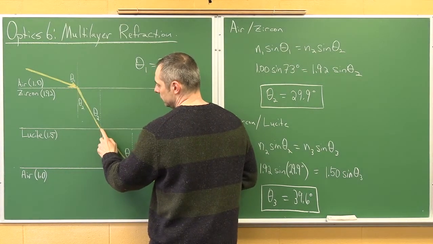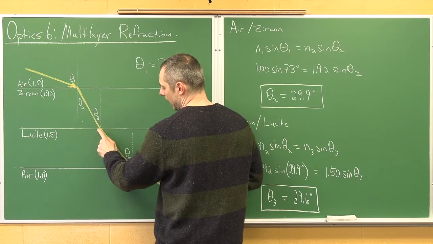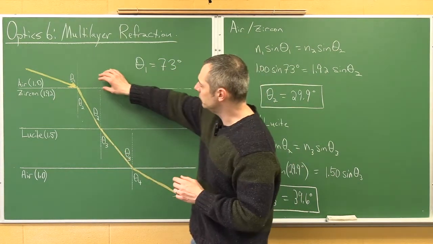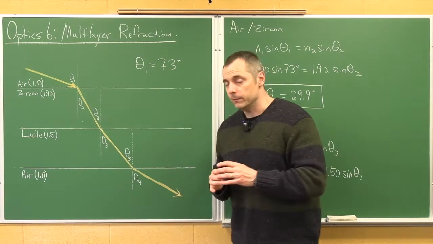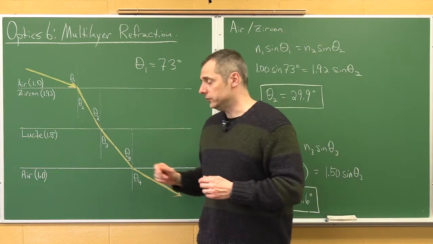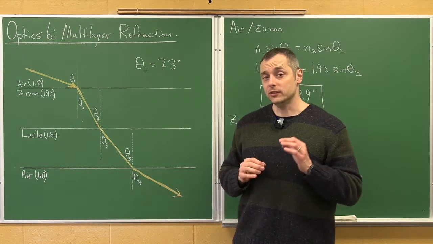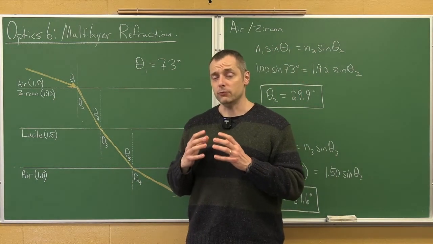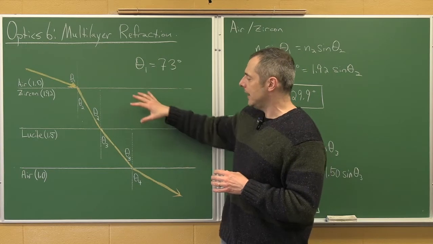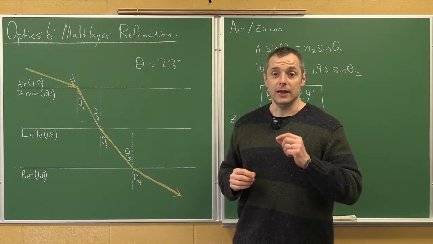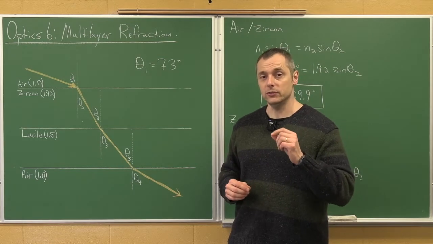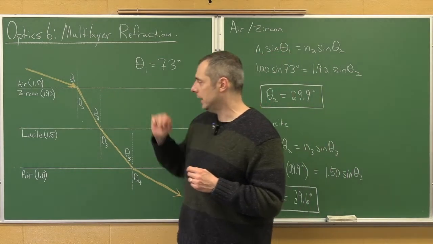Then when it leaves the zircon, goes into the lucite, it refracts. And then when it leaves the lucite and goes into the air, it refracts. So it bends at every boundary. Now, we're going to go ahead and calculate all these angles. But I just want to say that sometimes on the Regents, when they ask a multi-layer refraction problem, they don't even ask you to calculate anything. They only ask you to either sketch or recognize the correct pattern of the light ray.